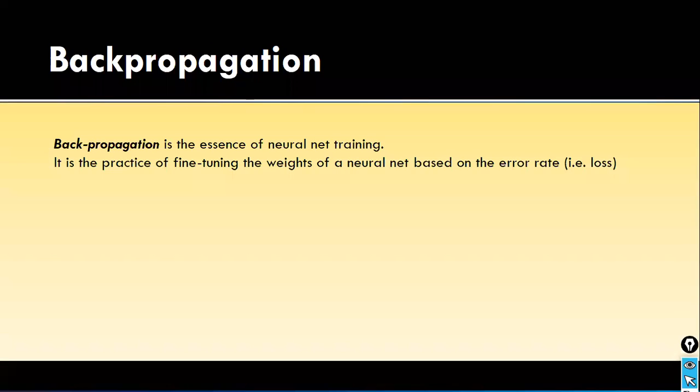In the case of neural networks, so far we learned about what is forward propagation. Now we will take a look at the back propagation. It is the essence of neural network training. By doing the back propagation, we are going to fine tune the weights of the neural net based on the error rate obtained in the epoch. Epoch is nothing but your iteration.